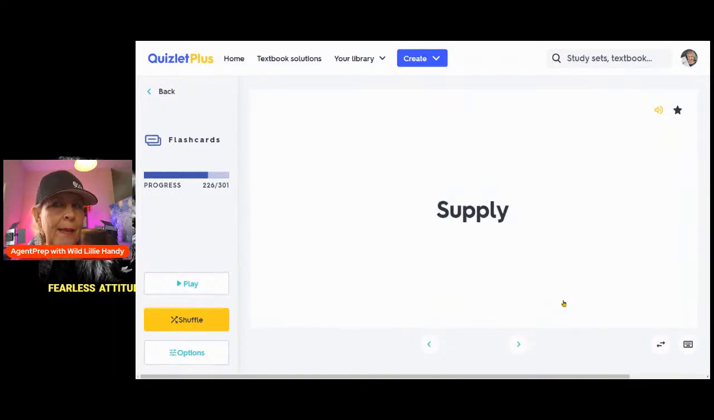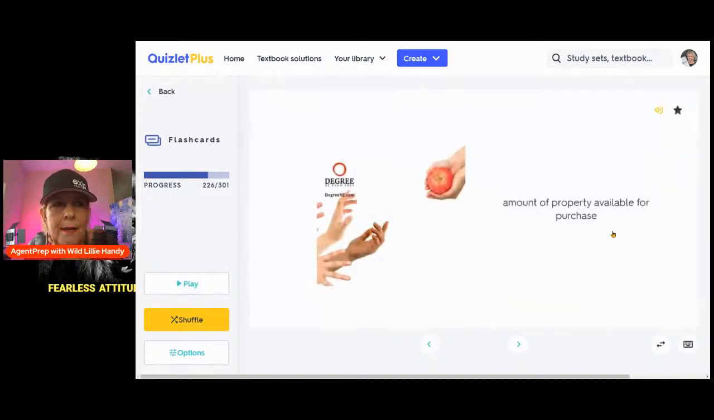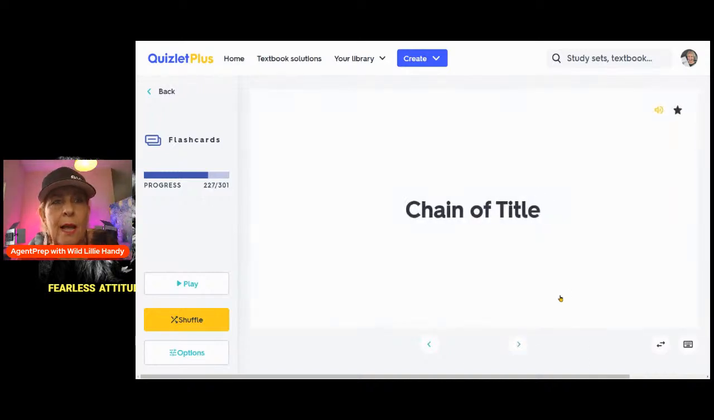Supply and demand, or supply of what? Product, supplies, amount of property available for purchase. Do we have lots of buyers today and not enough homes? That's a seller's market. Do we have a lot of sellers and not enough buyers? That is a buyer's market. So when that is the case, sellers have to be more negotiable. And so right now we're shifting into a buyer's market, which means buyers have more control than the sellers.